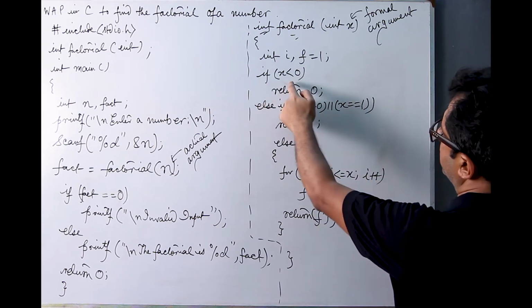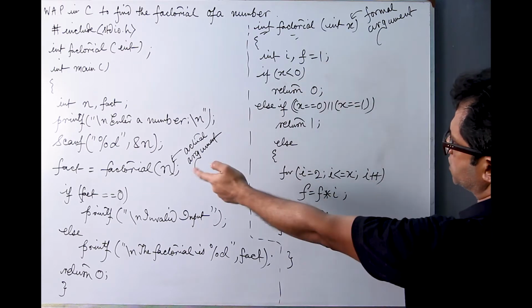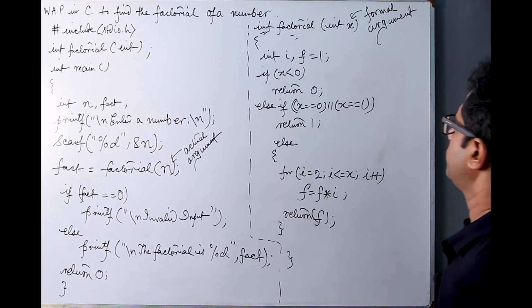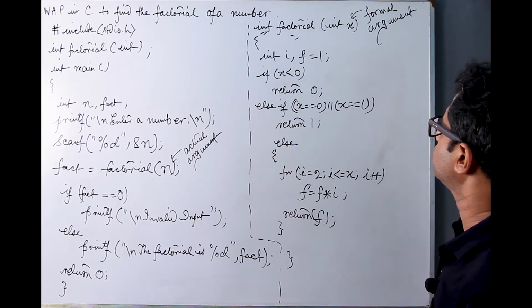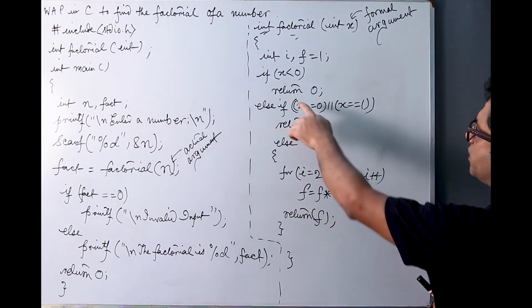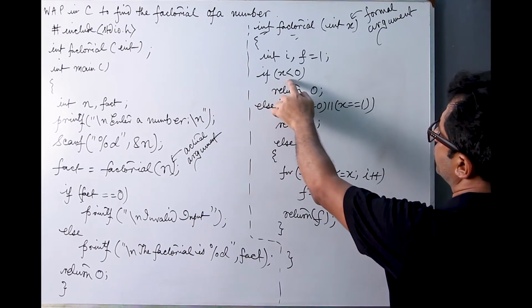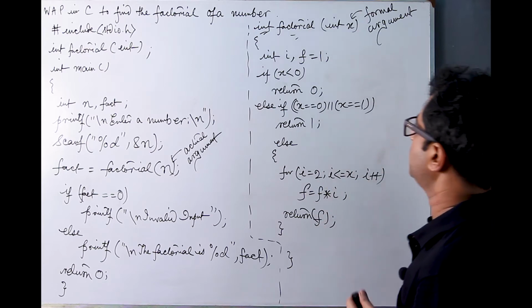If x is less than 0, that is, if any user specifies a negative value, we will not be able to determine the factorial, because negative numbers do not have a factorial. Since it can't be determined, we have returned 0 in case of numbers which are supplied to be negative numbers, that is numbers which are less than 0.